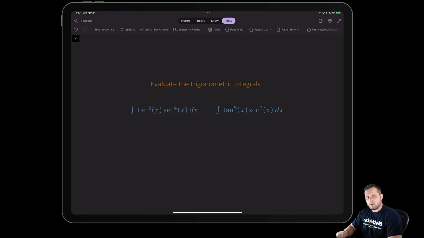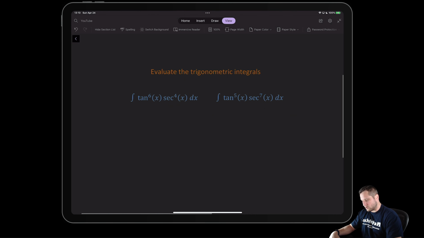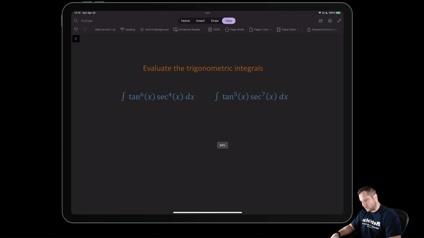In this video, we are going to be evaluating the trigonometric integrals of tangent to the 6th power times secant to the 4th power, as well as tangent to the 5th power times secant to the 7th power, using the strategies that I outlined in one of my previous videos about how to solve these trigonometric integrals. So with that said, we're going to start on the integral on the left.